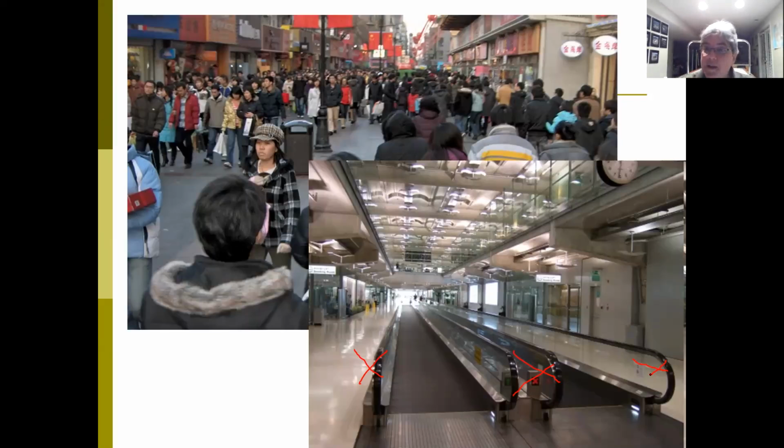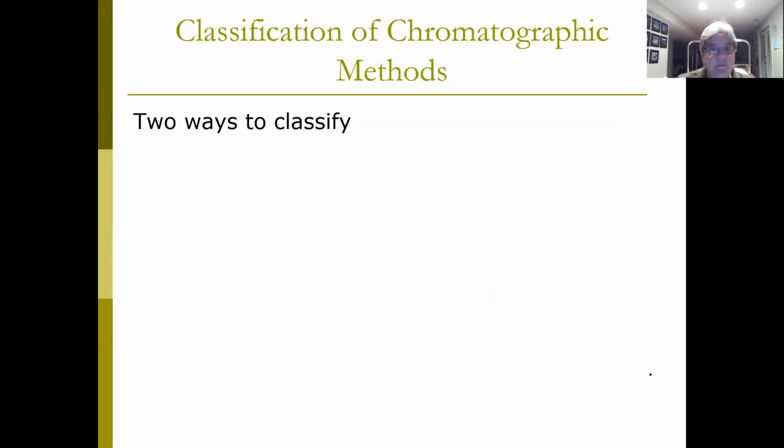So this is the same idea for chromatography. These molecules are moving down the column and going back and forth between the mobile phase and the stationary phase, and they will get separated according to how much they like the stationary phase compared to how much they like the mobile phase.